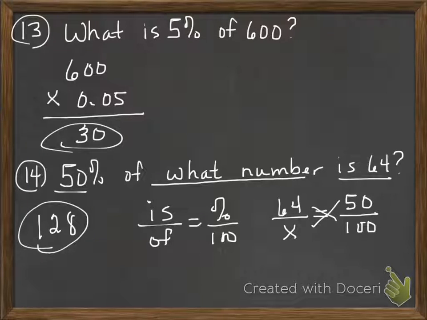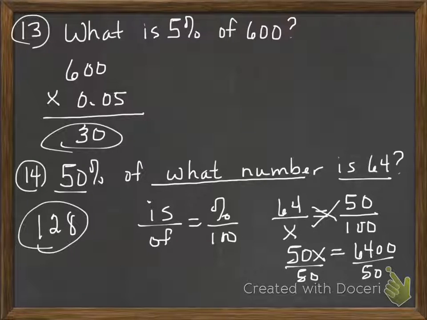And then you would cross multiply and you would get 50 times x is equal to 64 times 100, which is 6400. And then you would divide both sides by 50 and you would get x is equal to 128. Either one of these works. Again, I think because it's 50%, you might be able to reason it out. If it wasn't 50%, then you might have to do the equation is over of equals percent over 100.